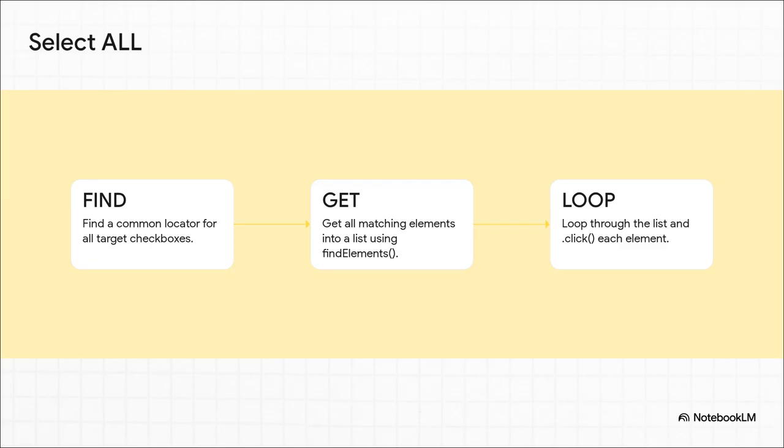This is where a really powerful automation pattern comes in. First, you find a locator that all the checkboxes share. Second, you get all of them into a list using find elements. And finally, you loop through that list and click each one. Find, get, loop. Simple as that.